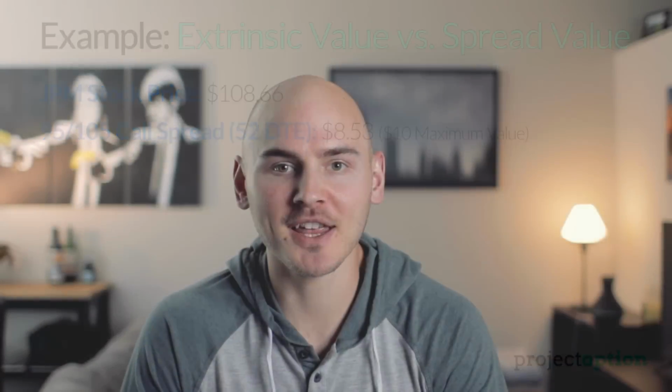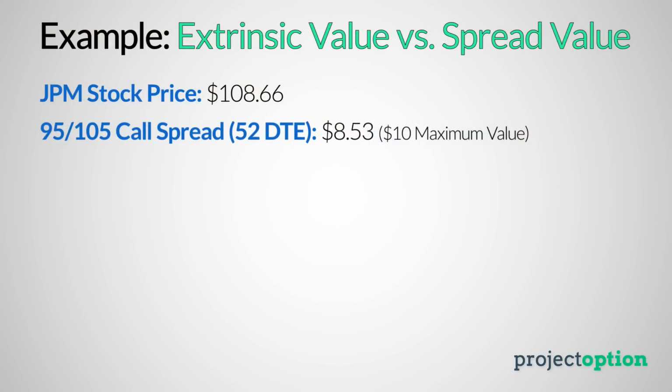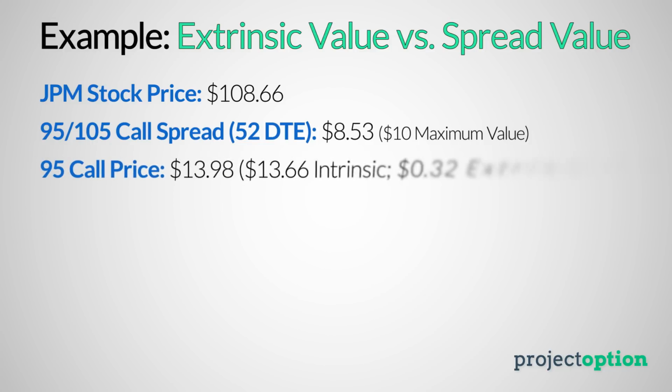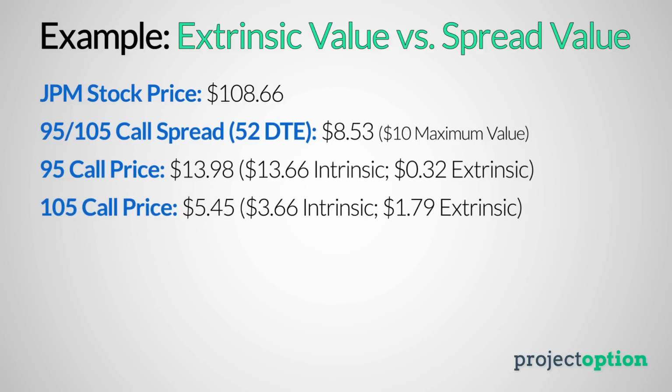The maximum value of a vertical spread at expiration is the width of the strike prices, and in the case of this 95-105 call option, the strike prices are $10 apart, which means this call spread has a maximum value potential of $10 per spread at the time of expiration. At the time, the 95 call option was trading for $13.98, 32 cents of which was extrinsic. The 105 call was trading for $5.45, in which $1.79 of that price was extrinsic value.